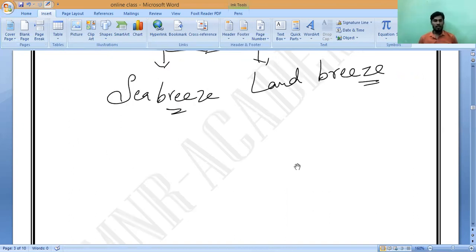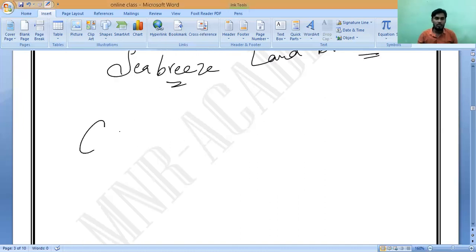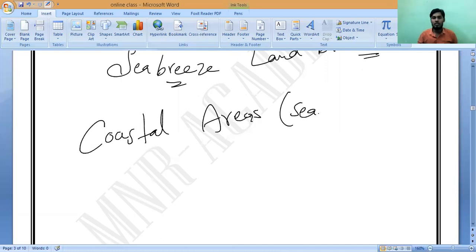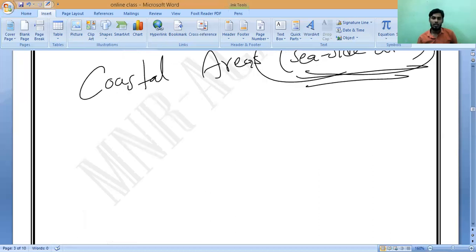So the people living in coastal areas are usually very close to the sea, correct or not? If you observe, the people who are living in coastal areas, we can also call them seaside areas, note it down. Coastal areas, we can also call them seaside areas. Many people don't know this, so that is what you should remember.